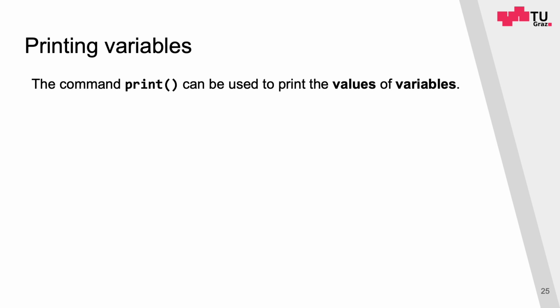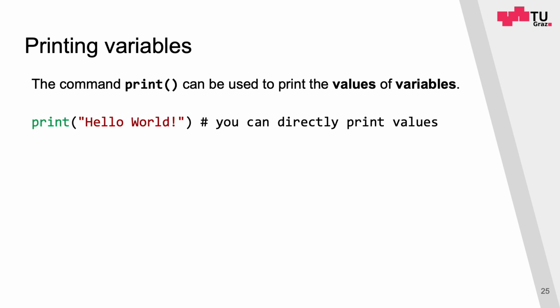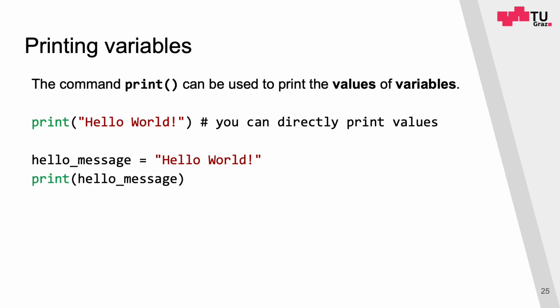So we already used the print command a lot to print out values of variables. As in this example here, we can use the print command to directly print out values. So we are using only a value and not a variable. We can also, for example, store a string in a variable. Like here, we store the string hello world in a variable called hello_message. And then we can again use the same print command to print out the value of the variable hello_message.